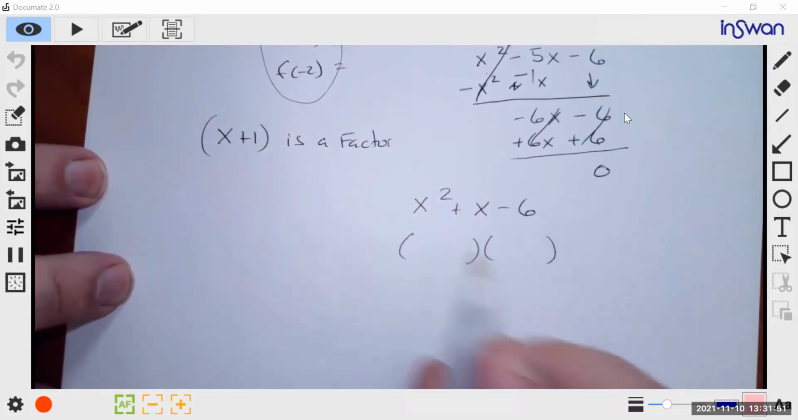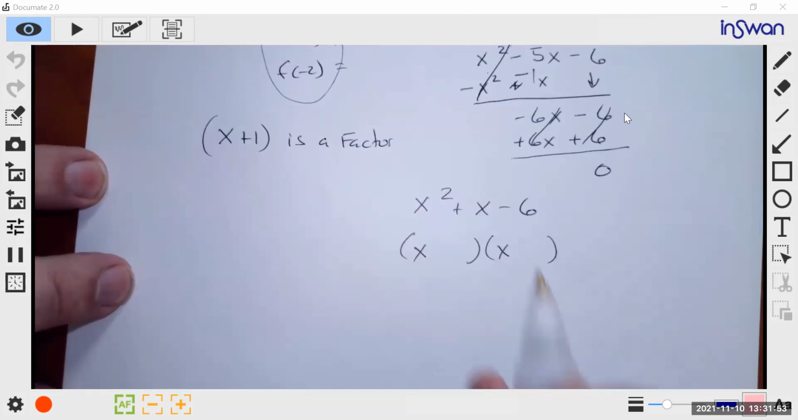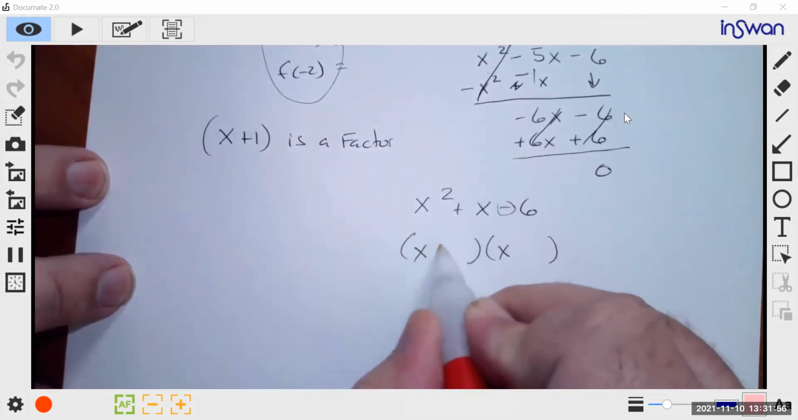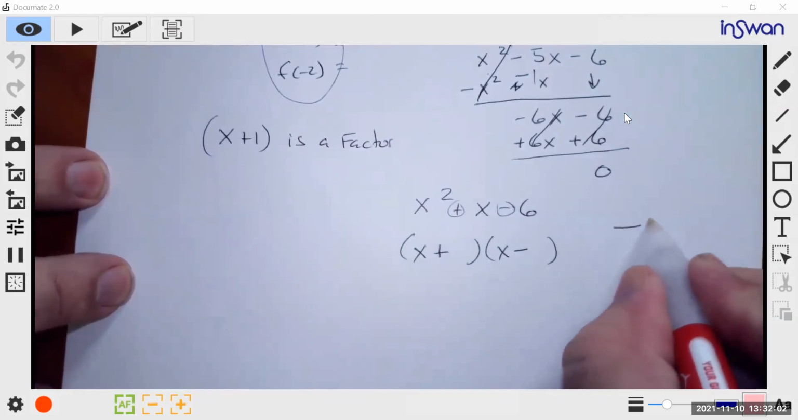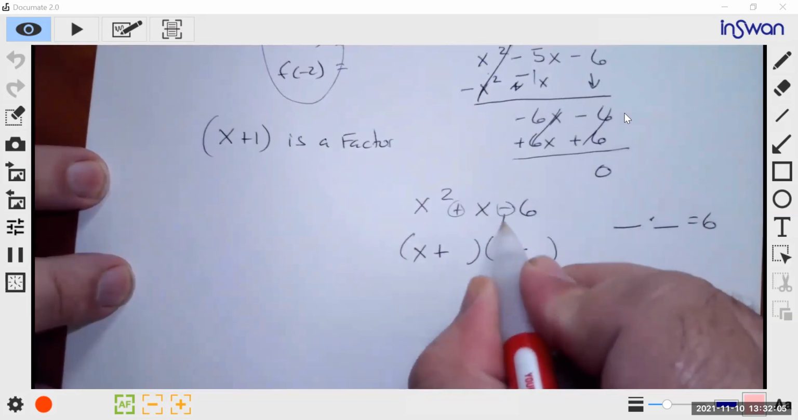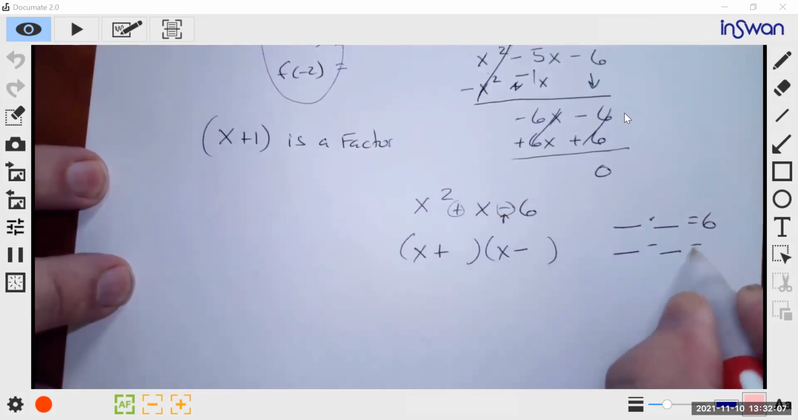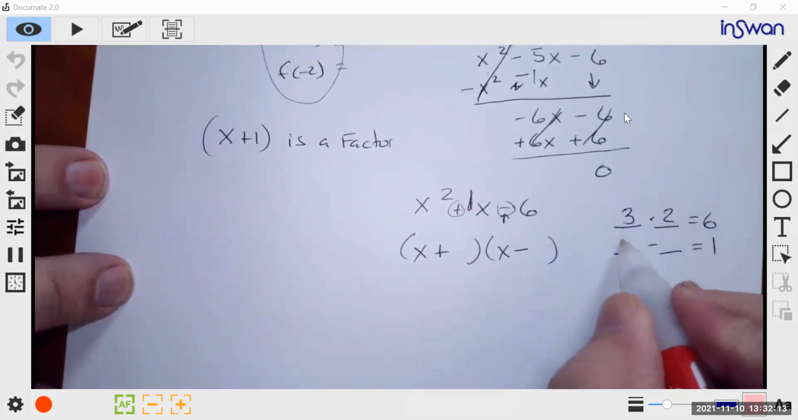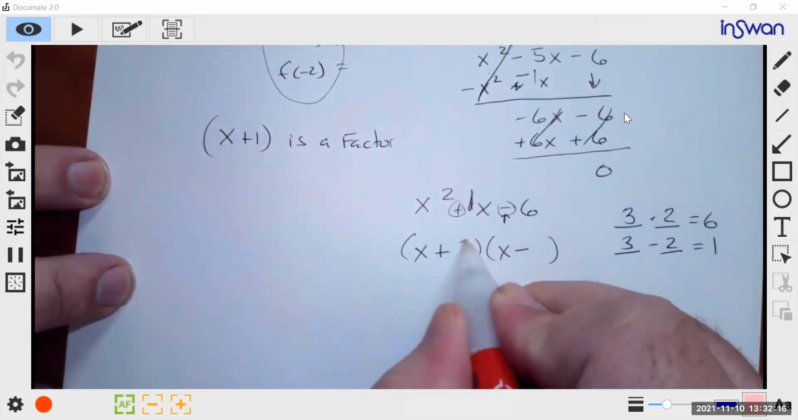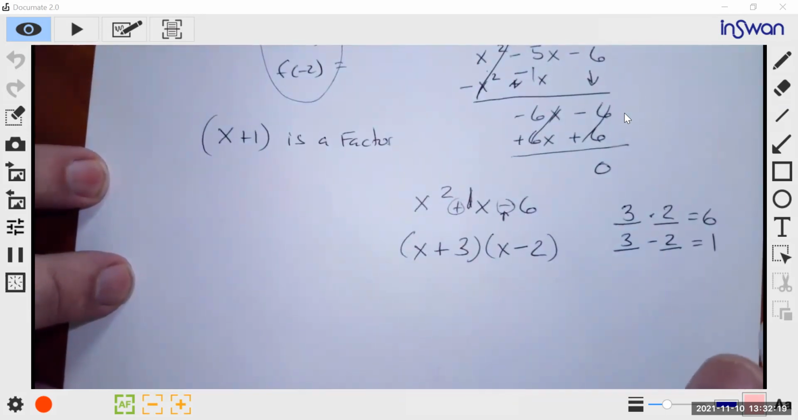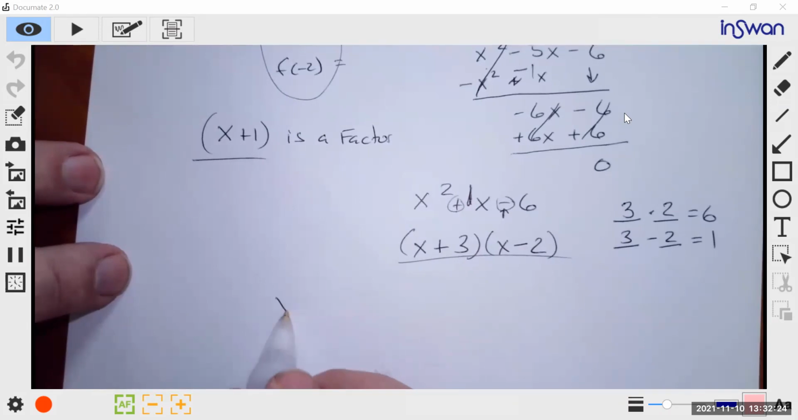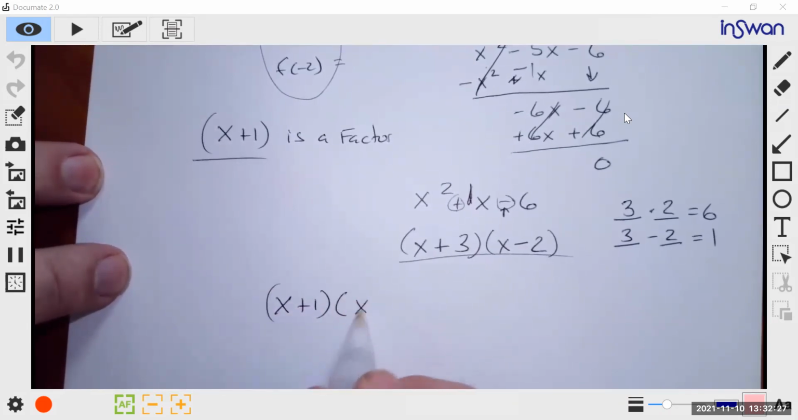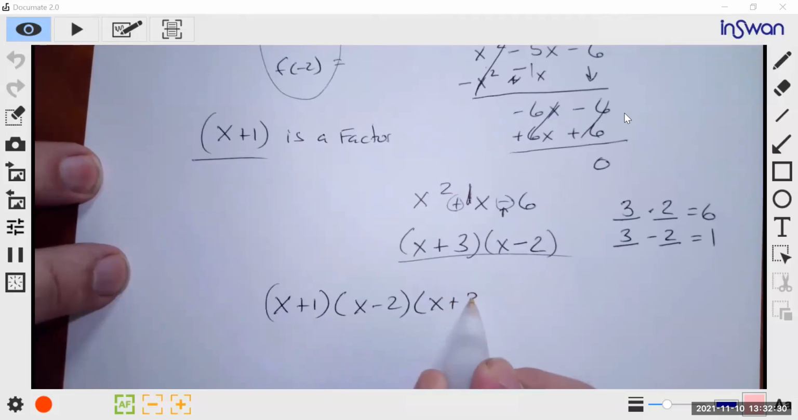Try to factor that one out. Second term is a minus, so the signs are different. One's plus, one's minus. Bigger number gets a plus. What times what equals 6, and when you subtract them, you get 1? Yeah, 3 and 2. So 3 gets a plus. So those are your factors: x plus 1, x minus 2, x plus 3.